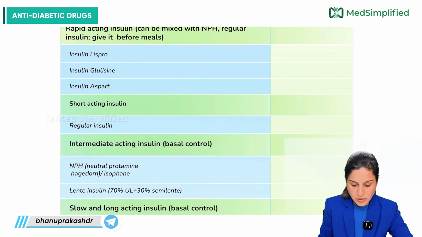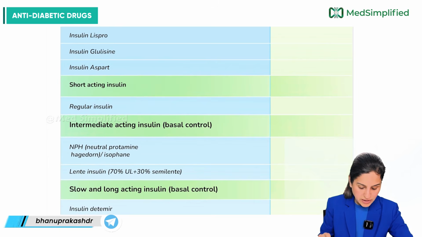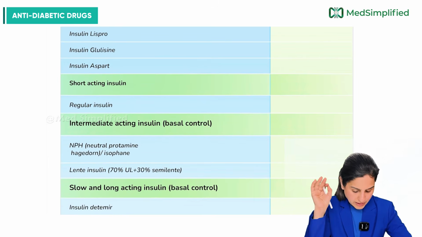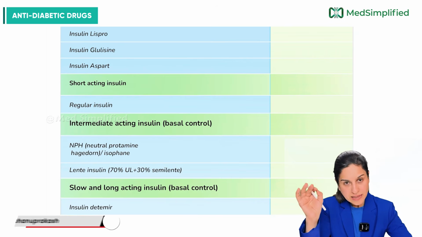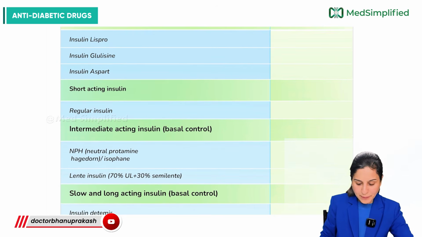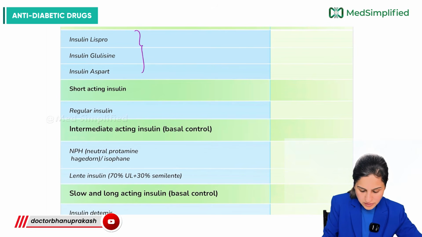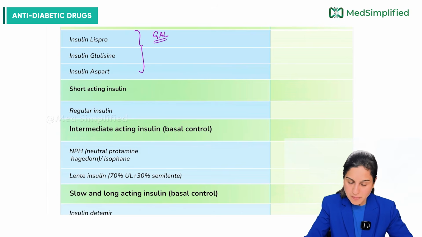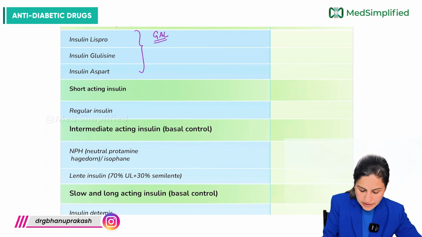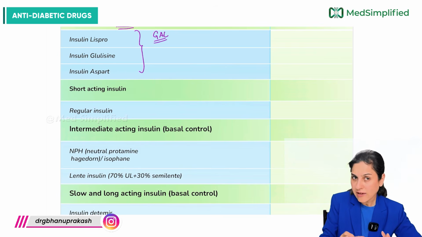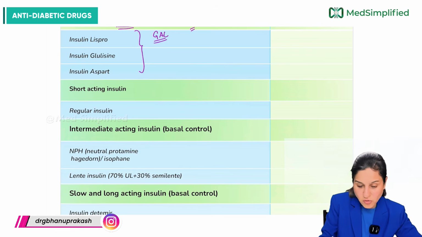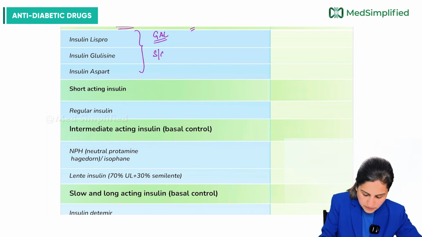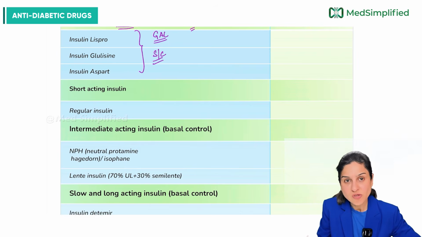Now let's classify the insulin. It is classified into rapid acting, short acting, intermediate acting, and long acting. So rapid acting insulins, these are three. You can remember GAL: glulisine, lispro, aspart. These are usually given 15 minutes before meals, very rapid acting and have a short duration of action, given by the subcutaneous route.